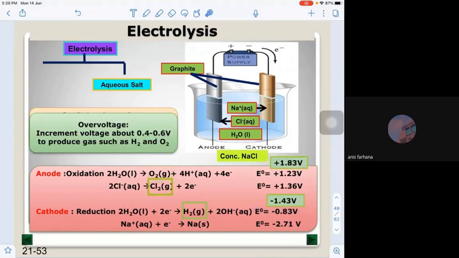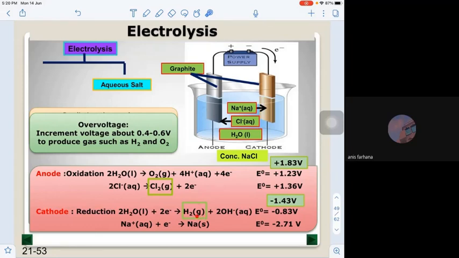However, when we have a concentrated sodium chloride, just now it was dilute sodium chloride, remember that. When we have a concentrated sodium chloride, suddenly at the anode we have chlorine gas produced instead of oxygen. Why is chlorine gas produced at the anode? As for the cathode, it still produces hydrogen gas.